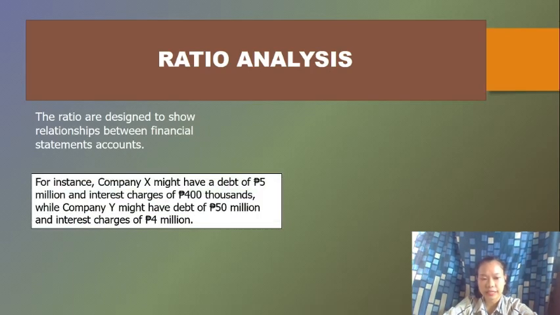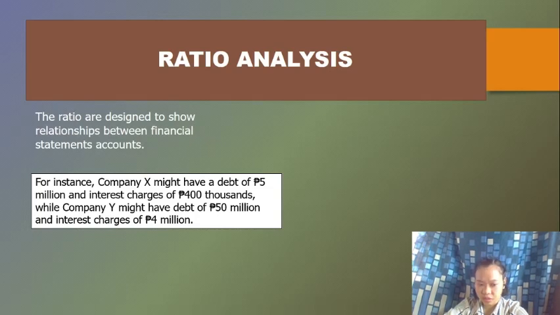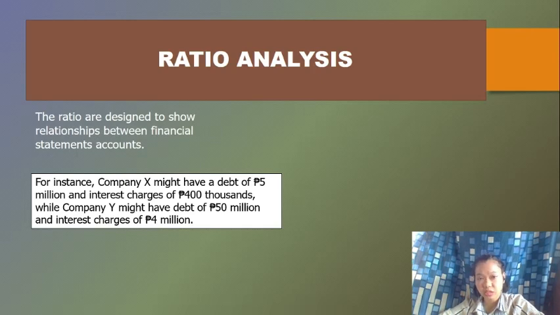For instance, Company X might have a debt of 5 million and interest charges of 400,000, while Company Y might have debt of 50 million and interest charges of 4 million. The question is, which company is stronger? So the true burden of these debts or the company's ability to repay them can be ascertained. How much is the debt, how much is the interest.